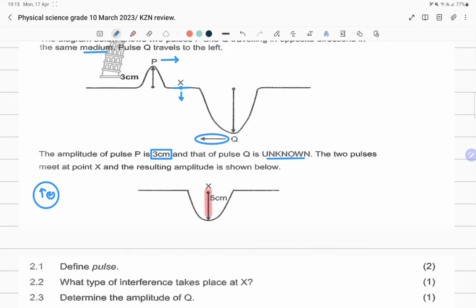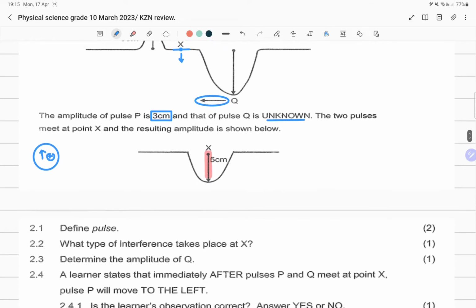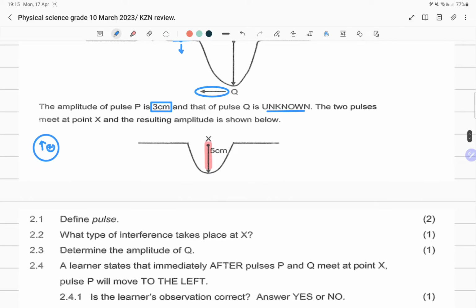So what do we do then? Well, let's see what are the questions that we're being hit with and see what we can do about it.